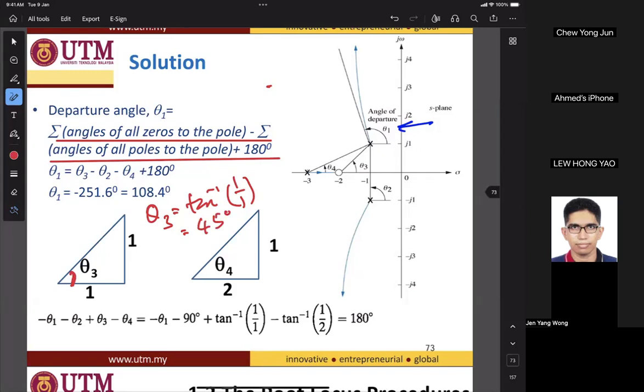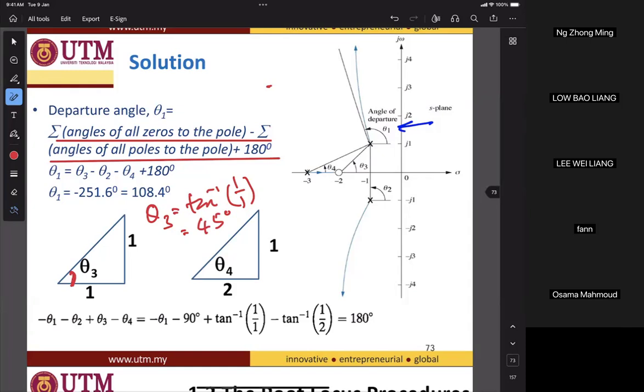Theta 3, okay. And then how do you measure theta 4? Liu Hongyao, how do you measure theta 4? Tangent inverse of 1/2. Which is 26.57.